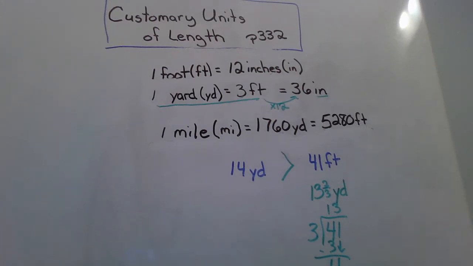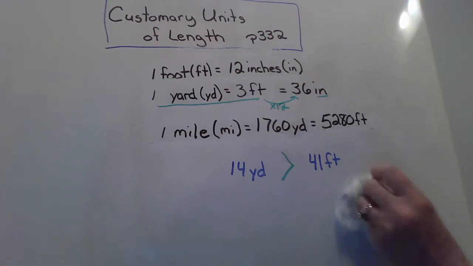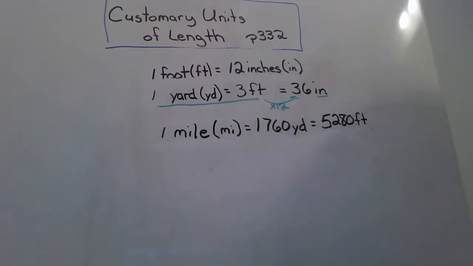So that's one way, and there isn't a better way to do it. You either change it to all yards or all feet. You get to choose whichever way you like to do that. So that's how you do the comparison ones, like for numbers 6 and 7.